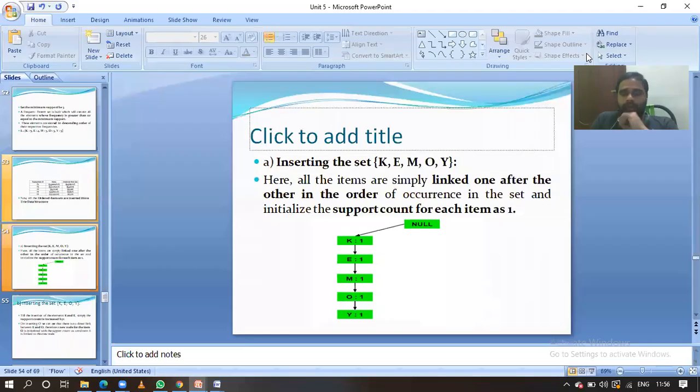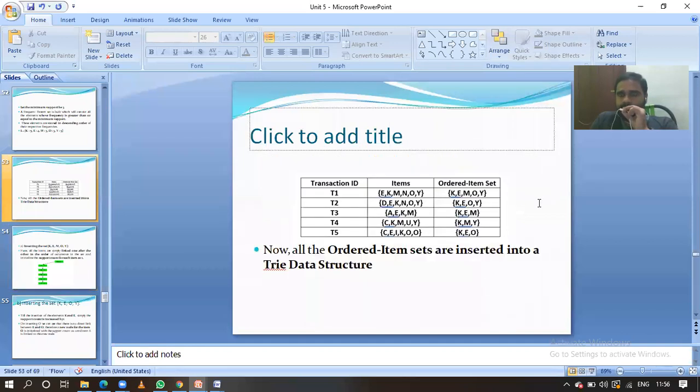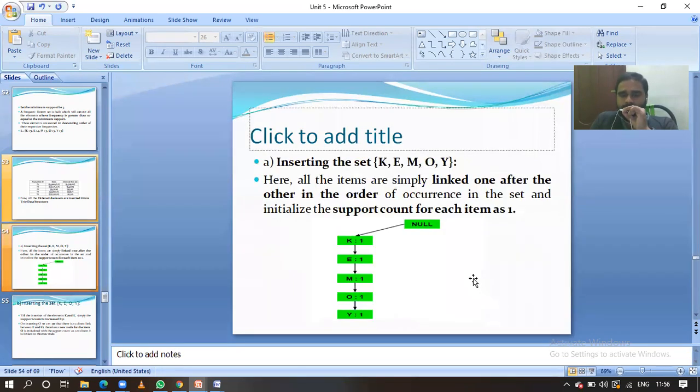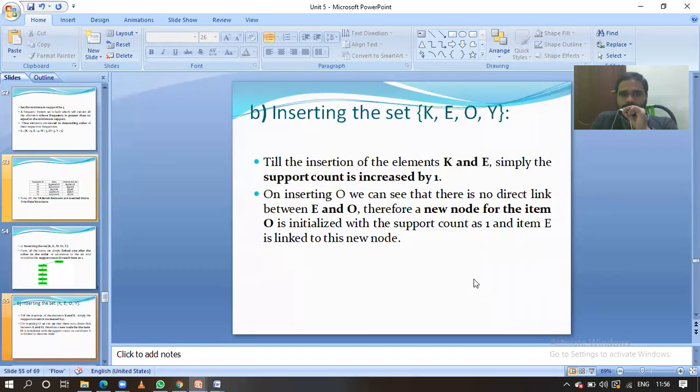Okay, till now the transaction T1 related ordered item set is inserted into the tree structure. Next we have to insert the ordered item set for transaction 2 into the tree. What is the second item set, guys? That is KEOY. We have to insert this one into the tree structure.